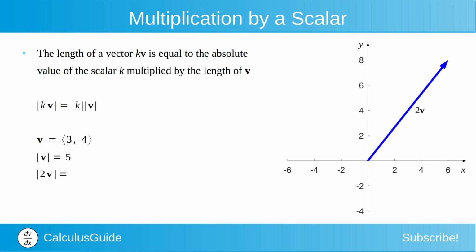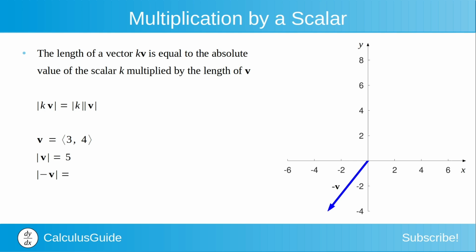The length of the vector 2v is equal to the absolute value of the scalar 2 multiplied by the length of the vector v. This is equal to 2 multiplied by 5, which is equal to 10.